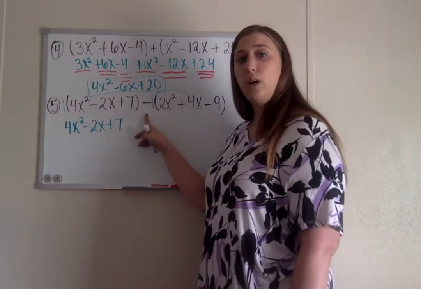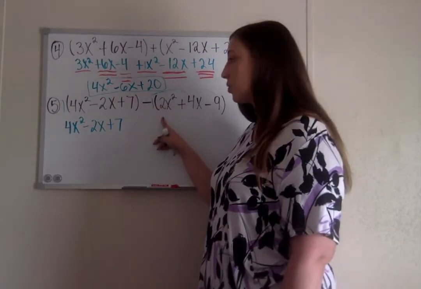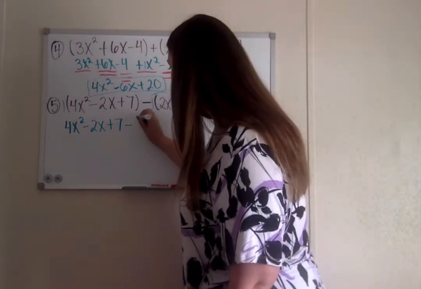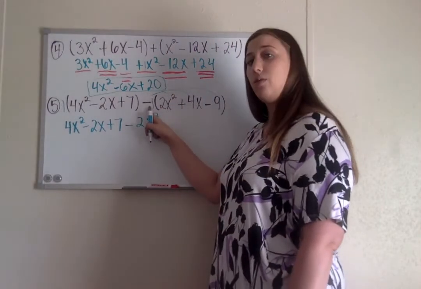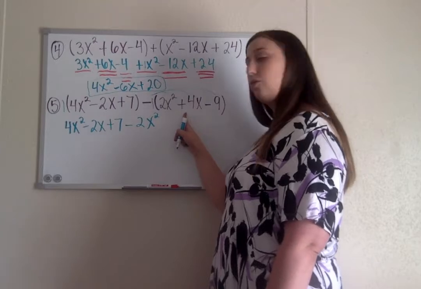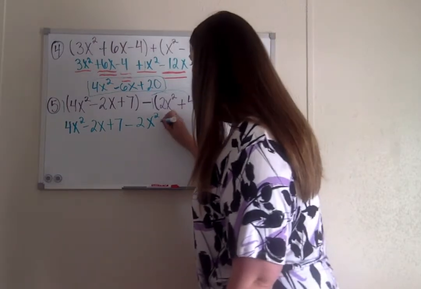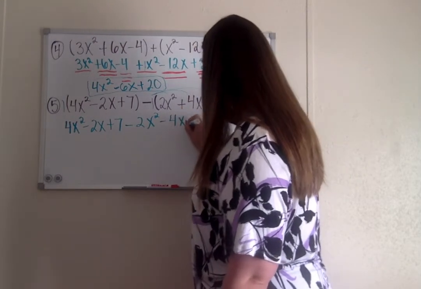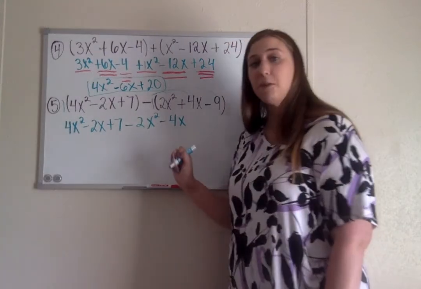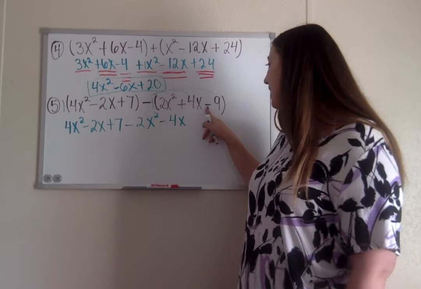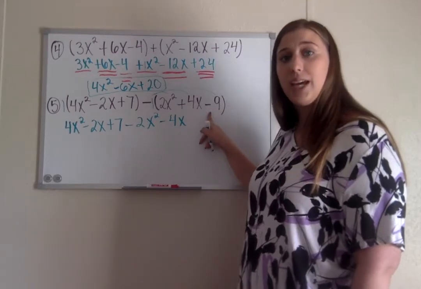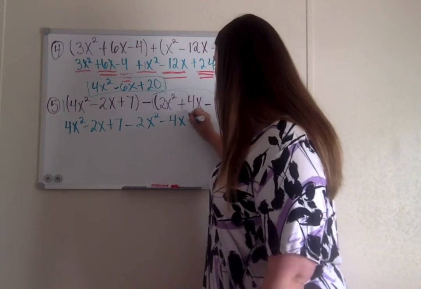But for the second set of parentheses, we're now distributing a negative 1. So negative 1 times positive 2x squared gives us negative 2x squared. Negative 1 times positive 4x gives us negative 4x. And then on the last one is where we have to be tricky, because here we have a negative 1 times a negative 9. Two negatives is going to switch it to a positive 9.